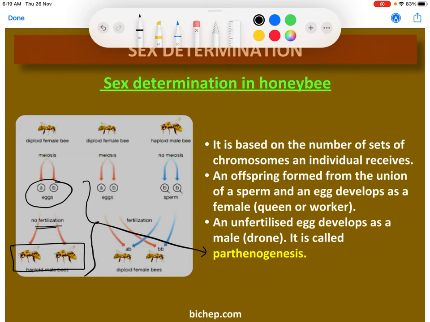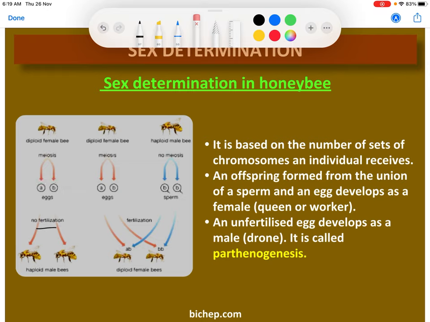Right? Now, as we know that economically, honeybees are very important in nature, and that is why it is important to maintain the number of honeybees, and that is why during unfavorable condition also they can produce their offspring, right? And this is the reason why this mechanism has been evolved. So based on the number of sets of the chromosomes that individual receives, this sex determination is controlled.